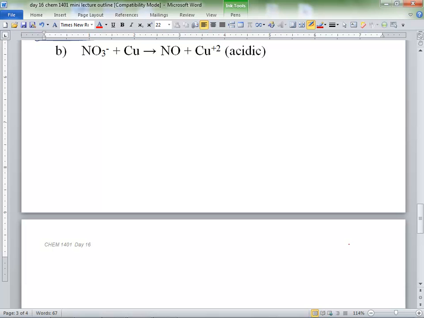Okay. So balance everything but O and H. Balance O's by adding H2O. Balance H by adding H plus. There's no O's or H's. So Cu and Cu, yeah, just have to balance the charge.